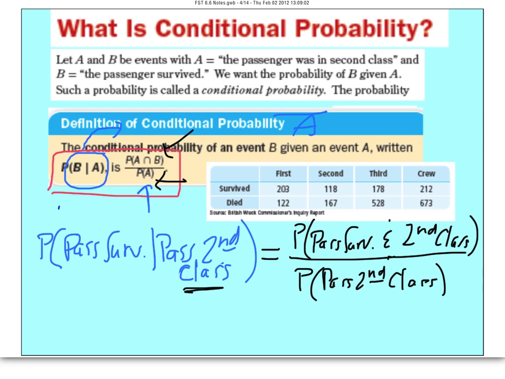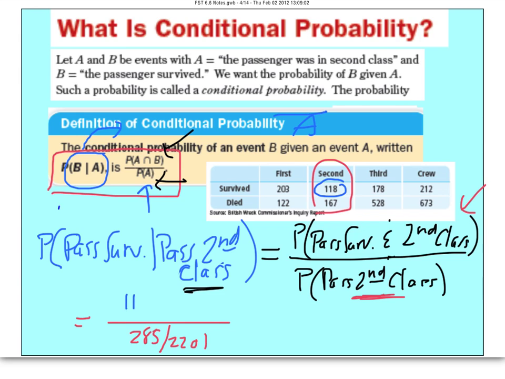So let's do the bottom fraction first. The probability that the passenger was in second class. Now we're looking at all the passengers in this complete statement. So that would look like, if you're in second class, there's 285 out of 2,201. Now here, what's the probability of everyone that the passenger survived and was in second class? So they survived and were in second class is 118 out of 2,201.